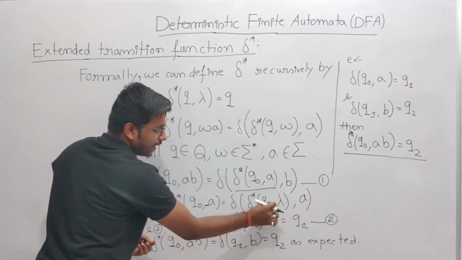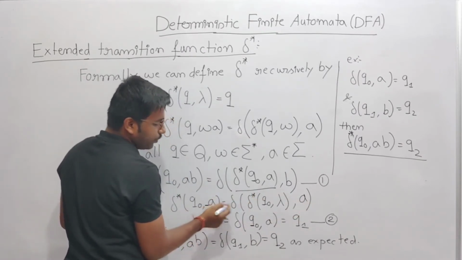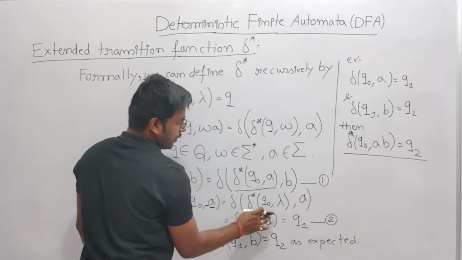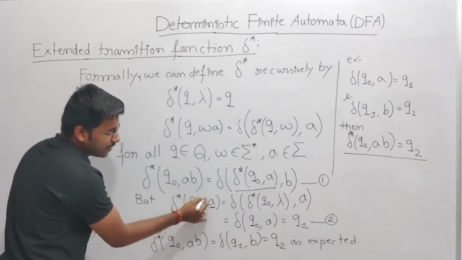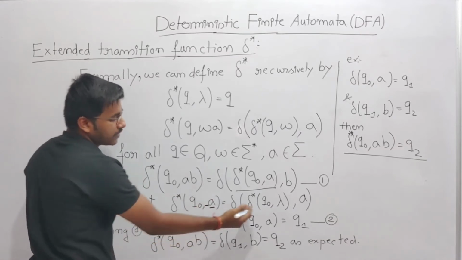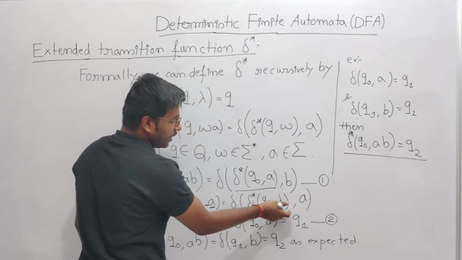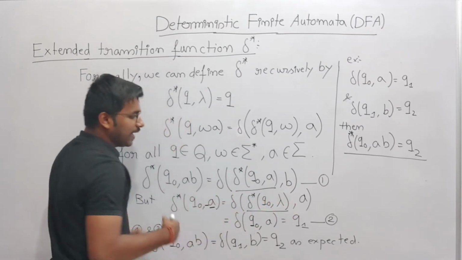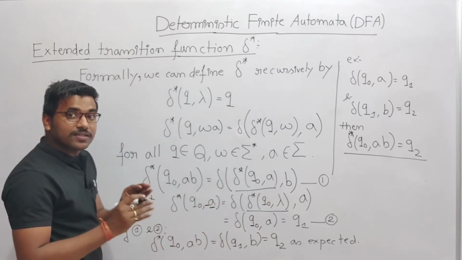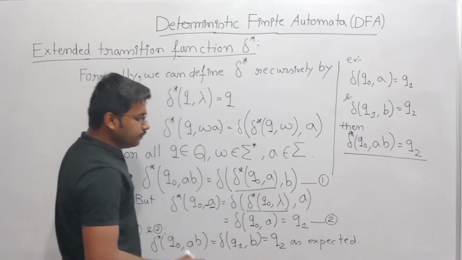After reaching this state, we need to find the delta of that state for that input. So delta on A. First find the extended transition function before the last symbol. Before the last symbol is nothing, that is the empty string. So Q0 and empty, where it will go? After reaching that state, we need to find the transition function on the last input alphabet A. You know that it is going to give you Q0 only.